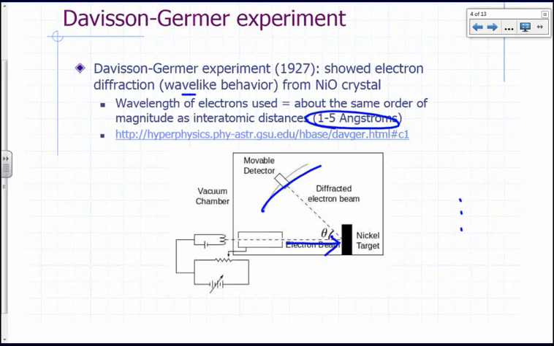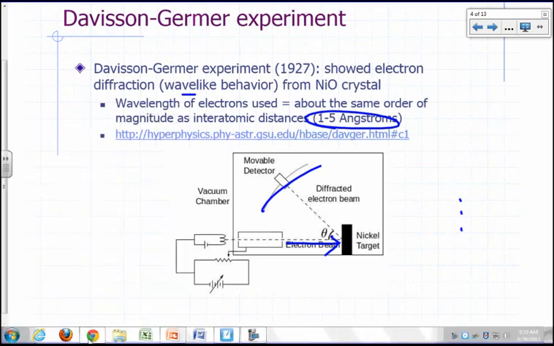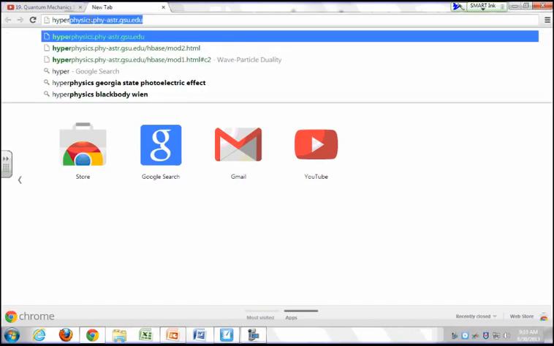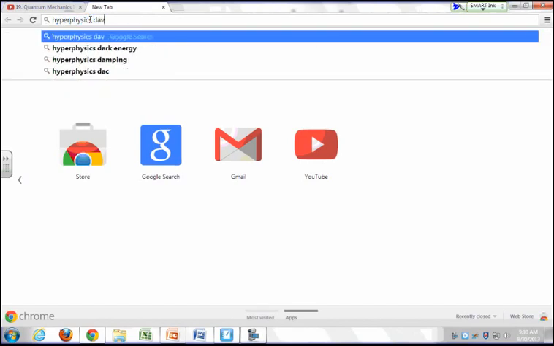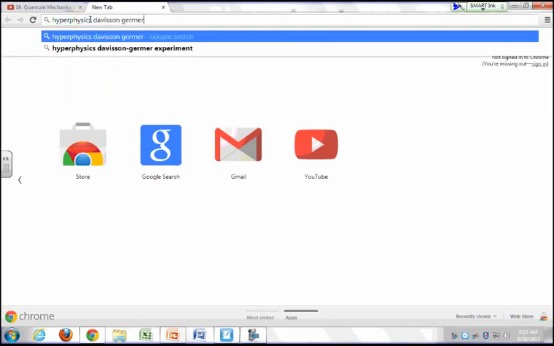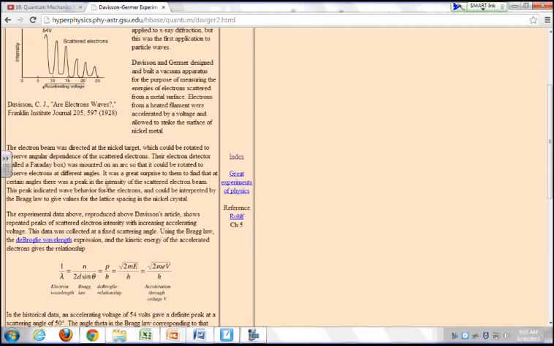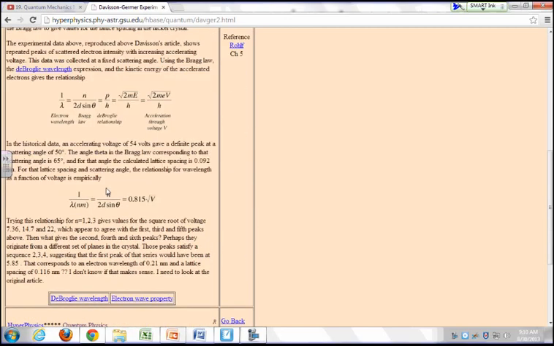If you want more information on the Davisson-Germer experiment, you can go to the Hyperphysics website. Just do a search for Davisson-Germer experiment. Somebody's already done that search apparently. Right there, this gives you information about that particular experiment.